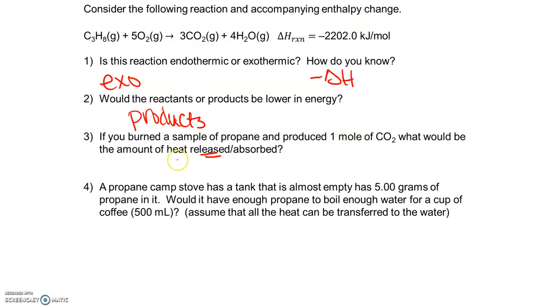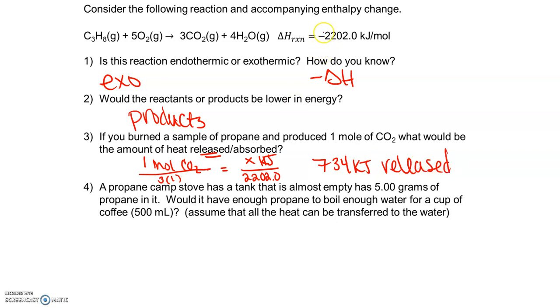And so you can set up a stoichiometry process in order to figure this out. So we have 1 mole of carbon dioxide. Moles is on the top. We're going to put 1 on the bottom times the coefficient. And from the top equation, coefficient is 3. And we are trying to find X kilojoules, and we'll put the delta H on the bottom. So 2202.0. And if I do my cross multiplication math, you get 734 kilojoules of energy are released.